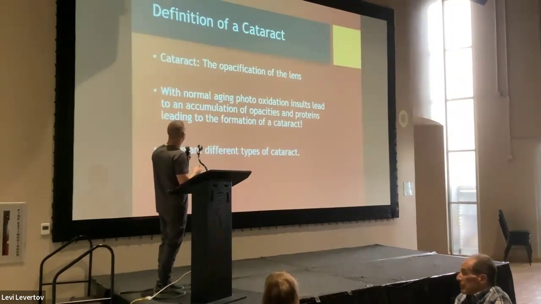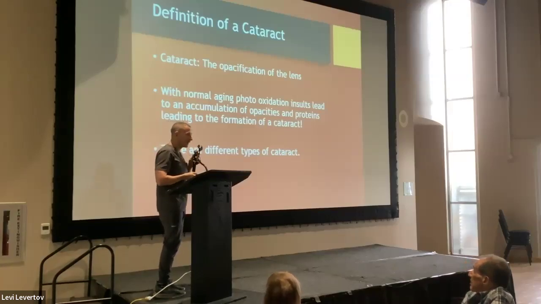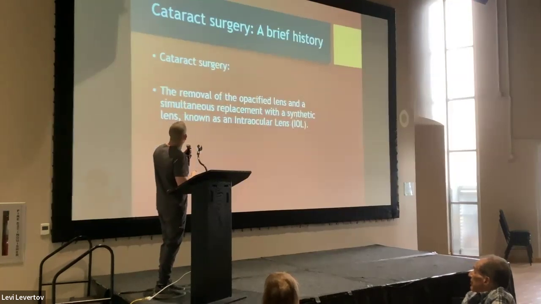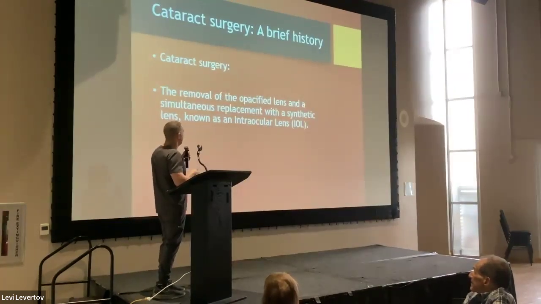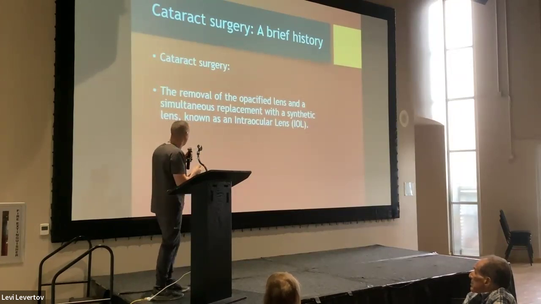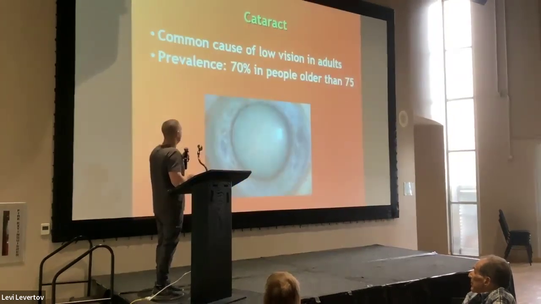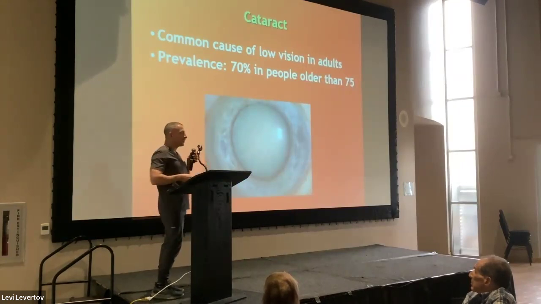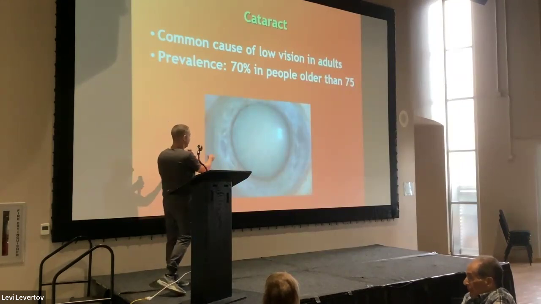Cataract becomes cloudy with time, and with normal aging, there are a lot of insults that lead to proteins collecting in the lens, and there are different types of cataracts. And the removal of this cataract and a placement of a new lens made out of acrylic, which is a kind of plastic, is known as an intraocular lens, and that helps improve your vision. And so this is probably the most common cataract that we see in people over the age of 75, and it's very white.